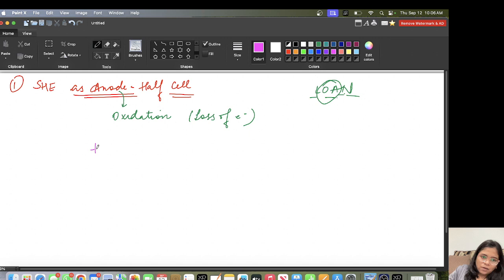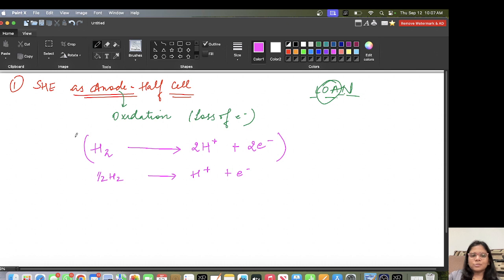So now you have your H2 gas. What's going to happen? Oxidation means loss of electrons, right? So you will be getting 2H+ and 2 electrons. Why have I written 2? To balance the charges. I can also write it as half H2, just dividing the full reaction by 2: half H2 is giving me H+ and an electron. I can write it like this also, but this is a much better way to represent it. So H2 is giving me 2H+ and 2 electrons.